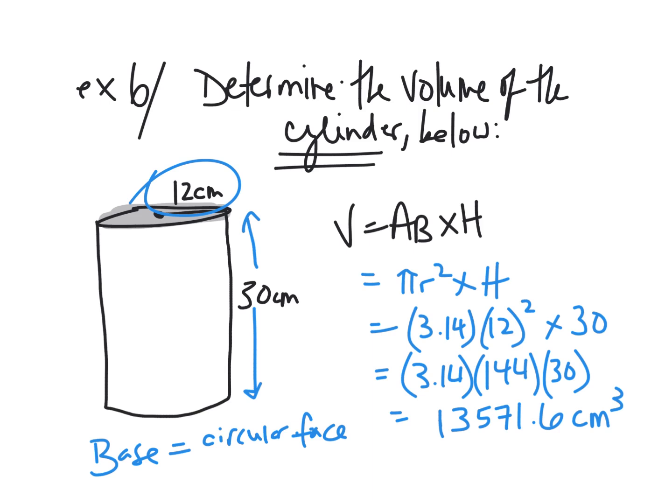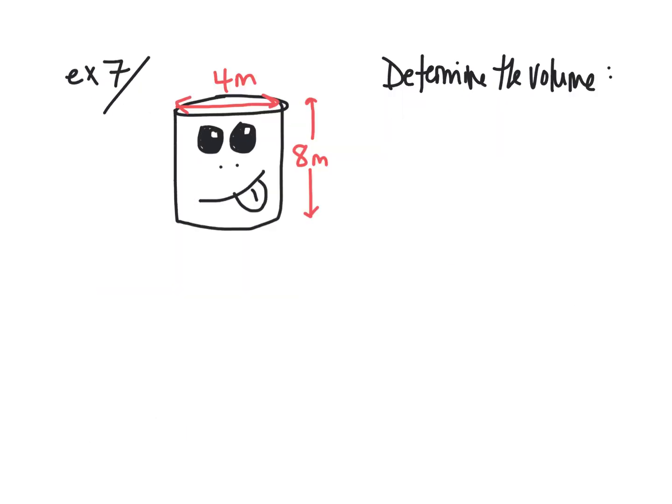Now, if you want to think practically about what this means, 30 centimeters is about like 1 foot. So if you had a foot tall cylinder, roughly, that were 12 centimeters in radius, that is actually about 24 centimeters in diameter. So it's quite a large sort of bucket. We're saying that that would hold over 13 liters. 13,000 cubic centimeters would be 13 liters. So that should make sense. It's a fairly large bucket.